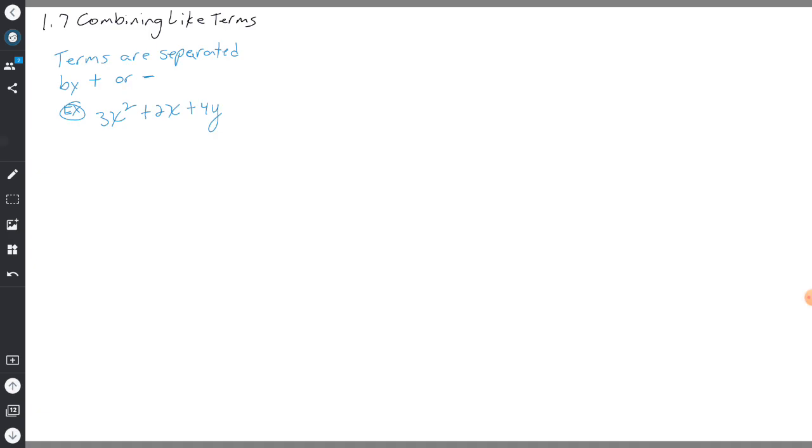So if terms are separated by plus or minus, this is our first term. Second term. Third term. So when we say combining like terms, there are some rules that apply.